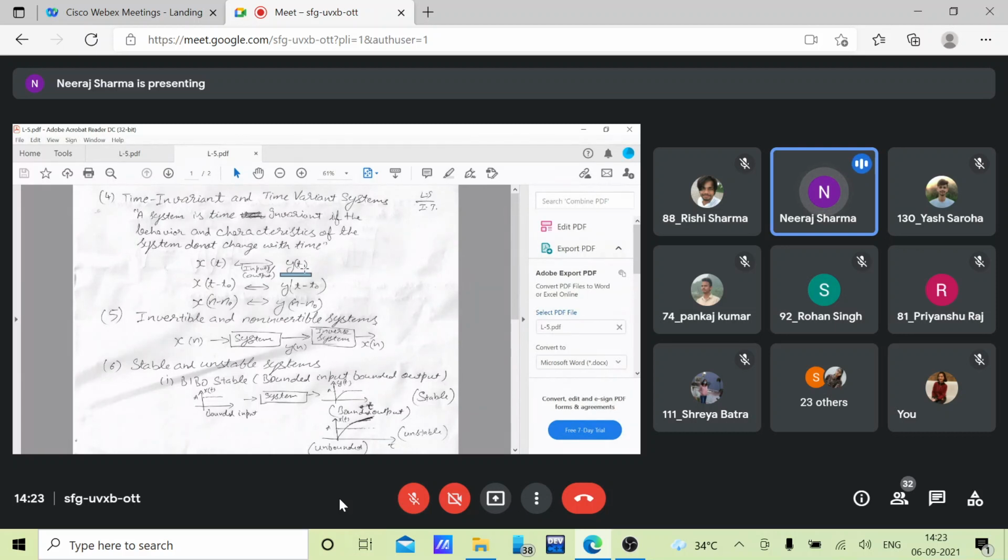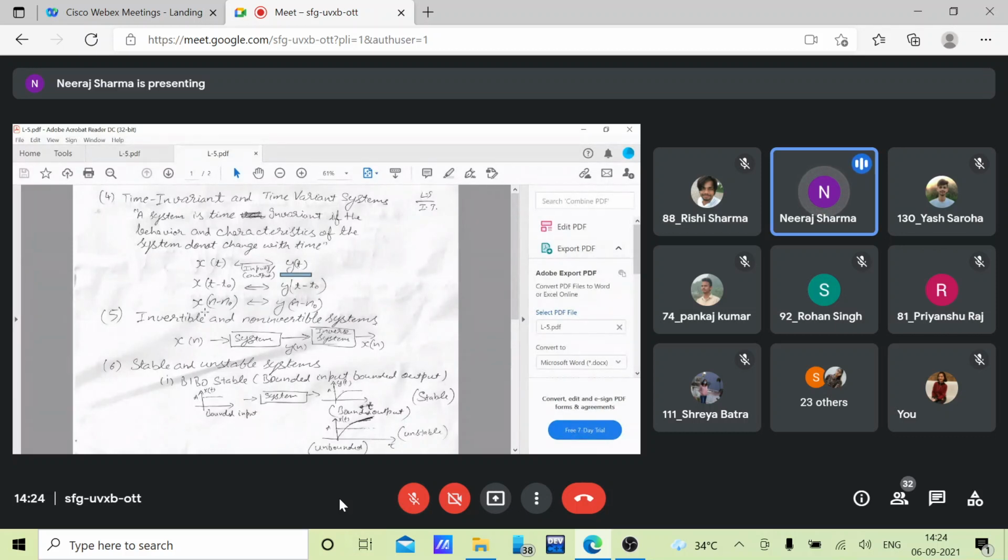Now, what is time invariance, and how do we identify the time invariance property of a system? If we time shift the input signal, for example, here we are delaying the input, or advancing the input, by t0 units, then the output signal, that is y(t), should also be shifted by the same units. That is known as the time invariance property of the system, and the system is known as a time invariant system.